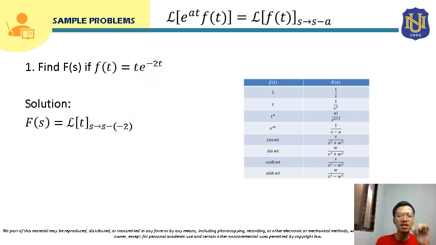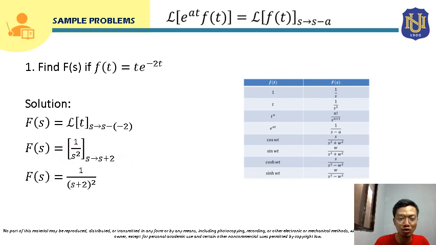Solving this, the Laplace transform of t from the table is 1 over s squared. And then we just replace the variable s by s plus 2. So this s will become s plus 2, and this will now become 1 over (s plus 2) squared. So this will now be the answer for this. This is just simple, right?